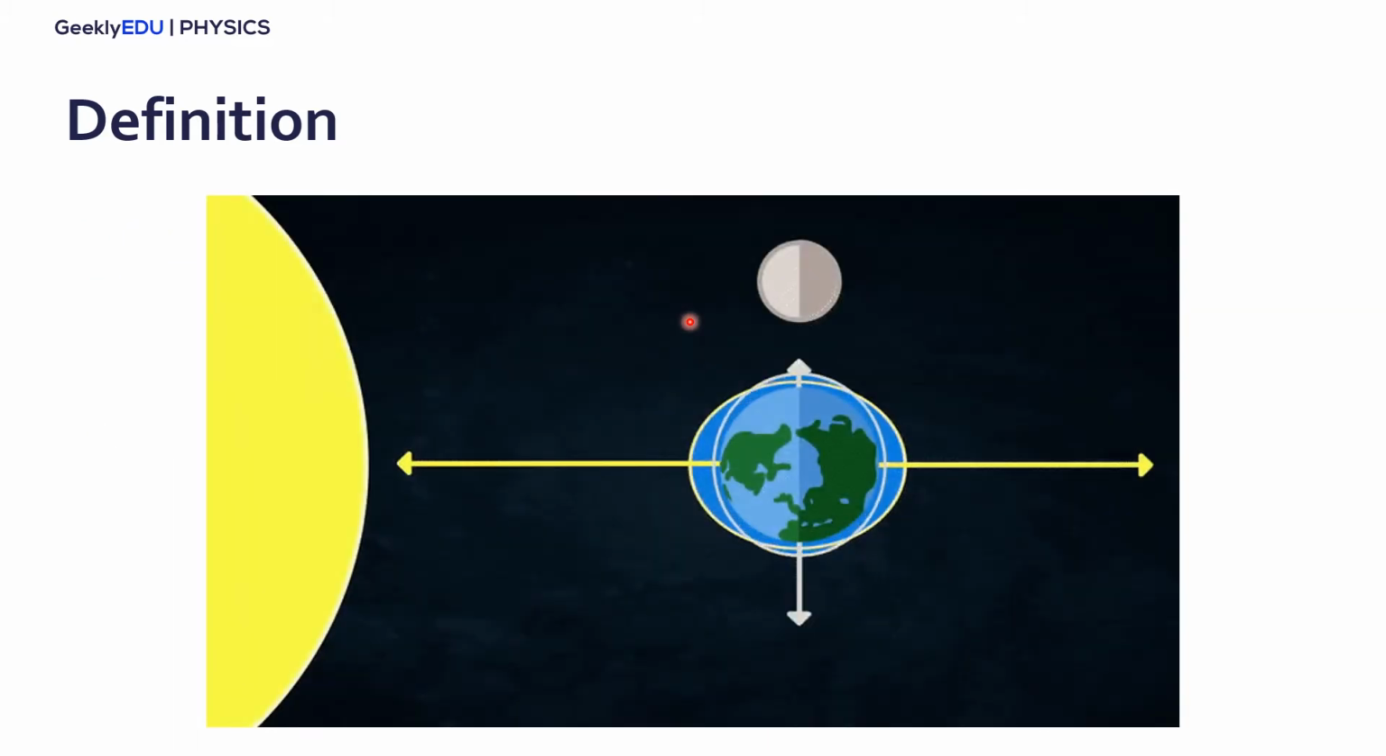Another example is the tide system in our planet. So the sun and the moon exert gravitational forces pulling the water body from our planet in one direction, and as a reaction the water body in our planet exerts a force in the opposite direction.